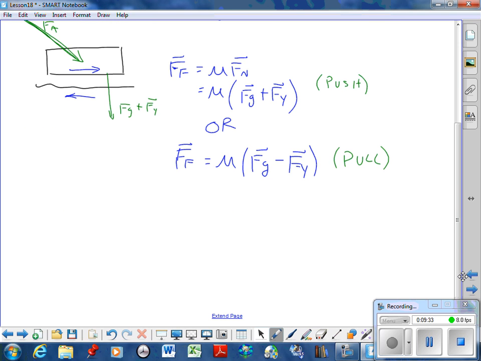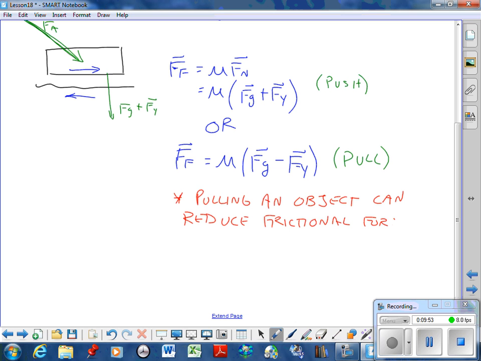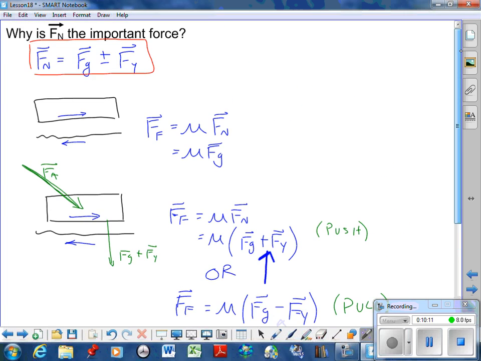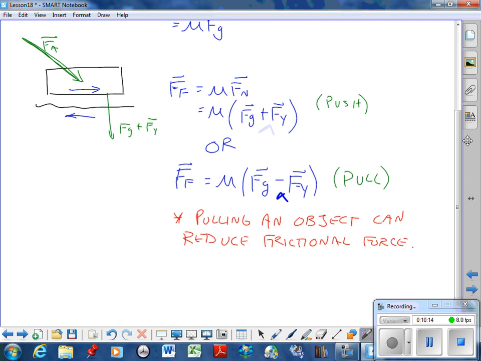So pulling an object can reduce frictional force. And if you don't remember the why, go back to the previous video, when we talked about calculating normal force, why it's so important, and it explains why that is. So pulling an object can reduce the frictional force, and that's because of this right here. Now it's subtracting that value, whereas before we were adding. So very, very important. That's why that normal force is so important when you're calculating force due to friction. Very, very important with that.